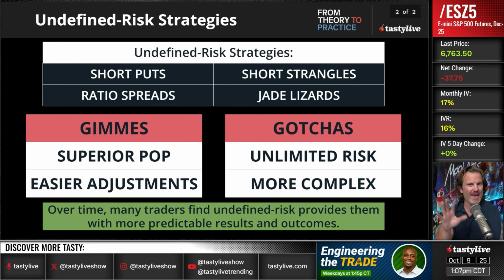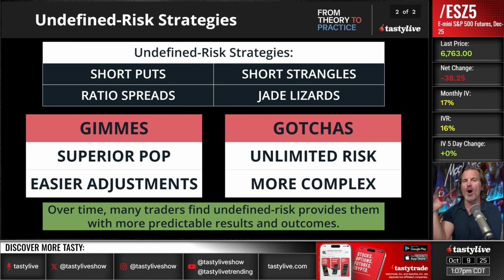So again, just a 10,000 foot view, a very broad overview of the different strategy risk categories that you could choose, with defined risk relative to undefined risk being the main decision that you have to make. And there's a few thoughts around undefined risk.